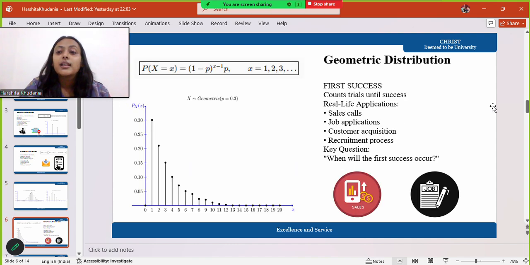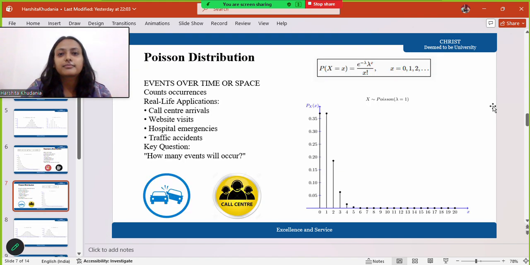Geometric distribution. This distribution models the number of trials until the first success. The random variable represents the trial on which the first success occurs. For example, a salesperson may need several customer calls before making the first sale. It is useful because businesses can estimate how much effort is required before achieving the first successful outcome. The graph shows that a higher probability of success leads to the first success occurring earlier.